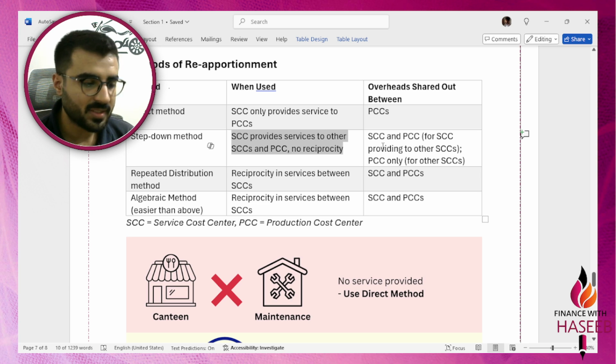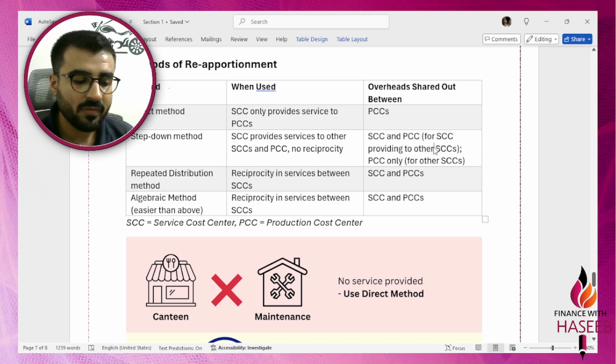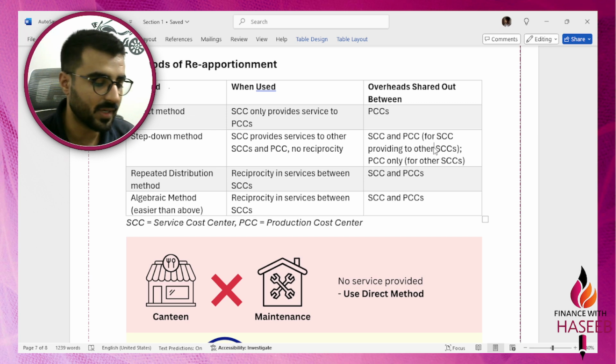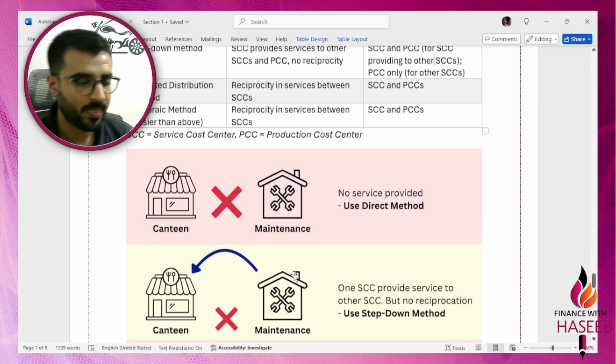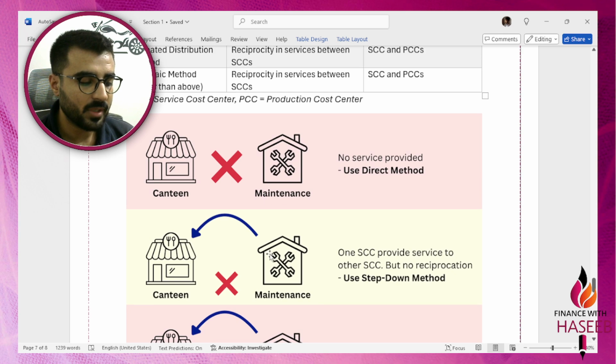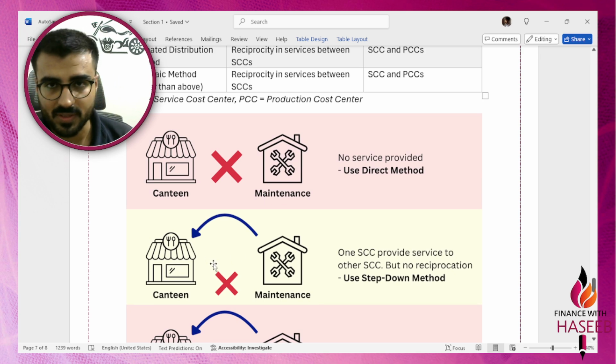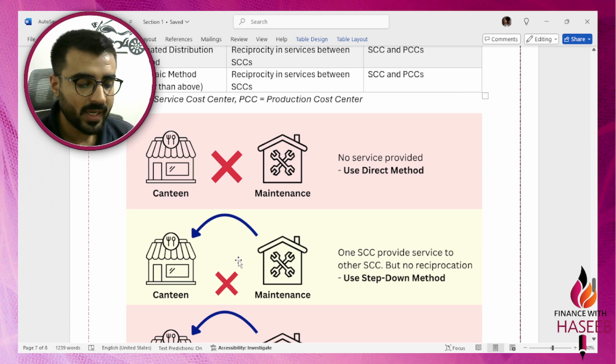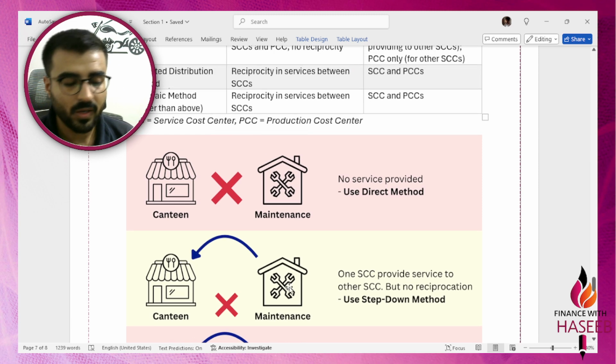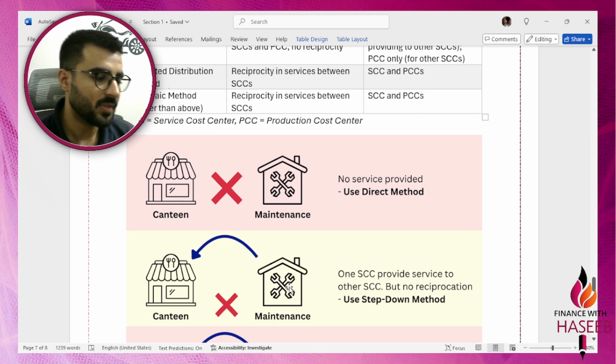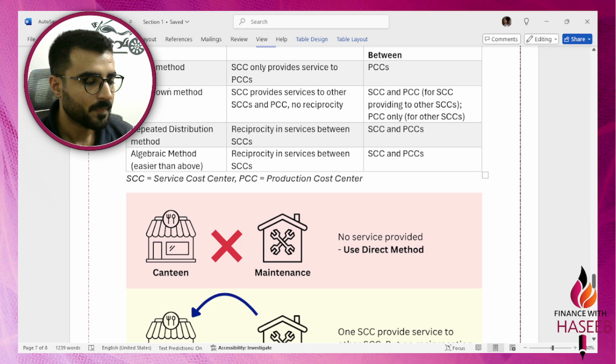So what happens in the step down method? Overhead is shared out between service cost centers and production cost centers, but only for those service cost centers that are providing services to other service cost centers. For example, in the case of the maintenance department, maintenance overhead will be shared between canteen and the production cost centers as well. But the canteen overhead will not be shared out to maintenance. It will only be shared to production cost centers. So this is the case in the step down method.